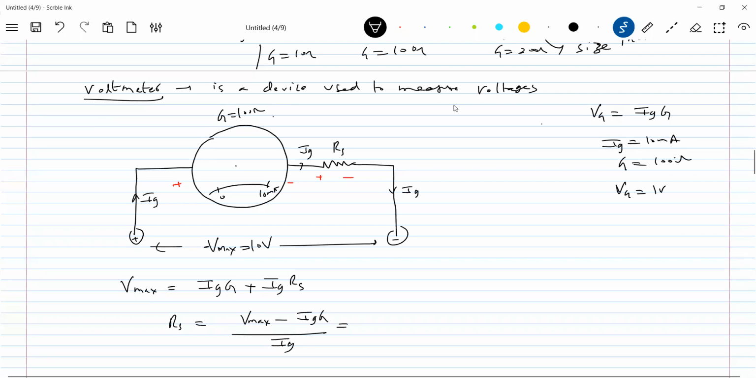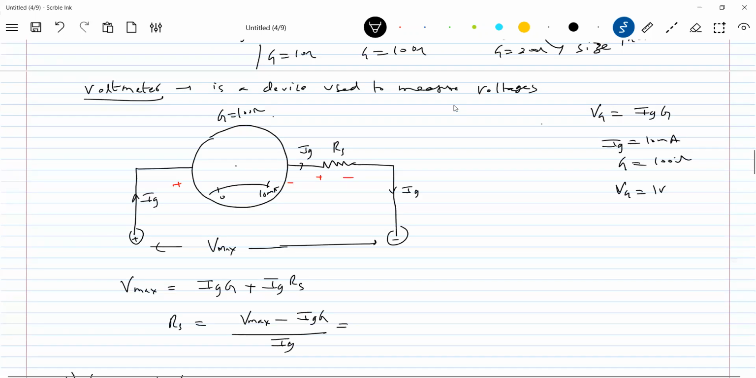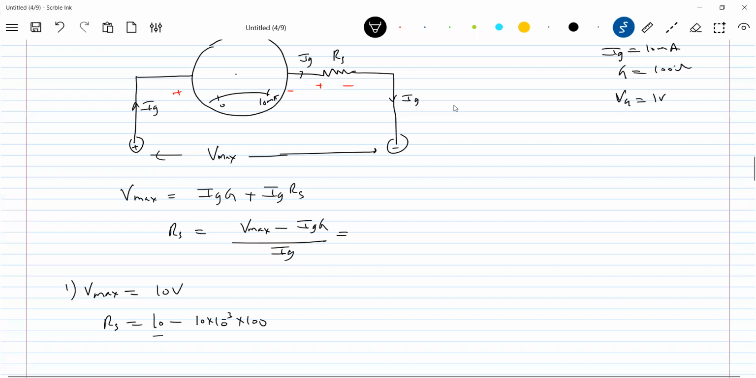I want to construct a voltmeter. I'll come back to this later. I want to construct a voltmeter of range 10 volt. So let me start here. First I want to measure any voltage from 0 to 10 volt, not only 10 volt. So I'll substitute into the formula. V max should be 10, Ig value is 10 into 10 to the power of minus 3, G value is 100. So 10 minus 1, 9, so this will be 9000 divided by 10, 900 ohm.